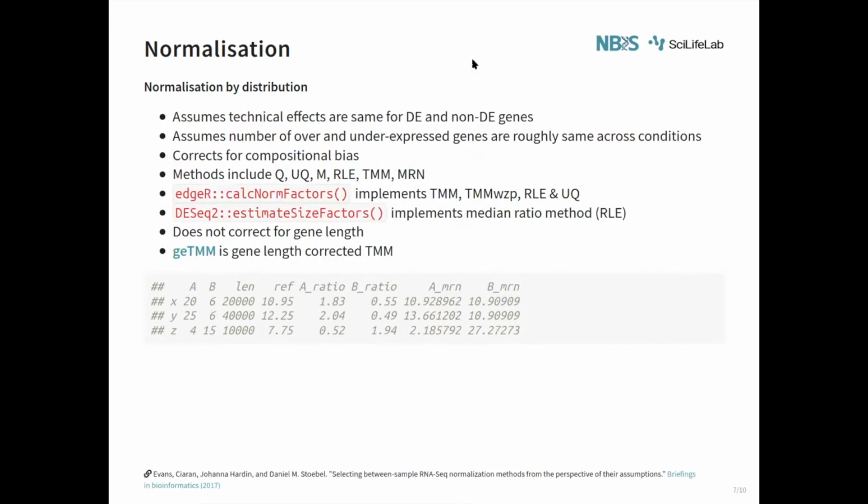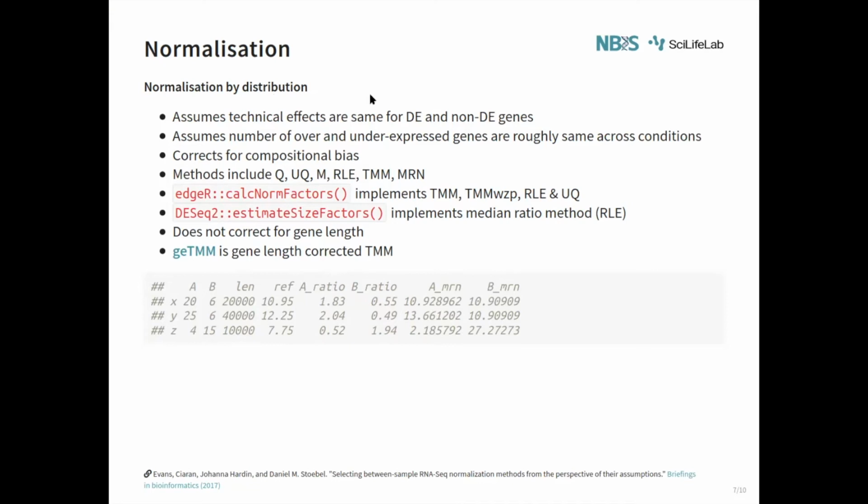So the next category of normalization, there are many ways to categorize this, so this is just one way to do it. There are many other related aspects, so don't take this grouping too seriously. The next is normalization by distribution. This is where the correction for compositional bias comes into play.